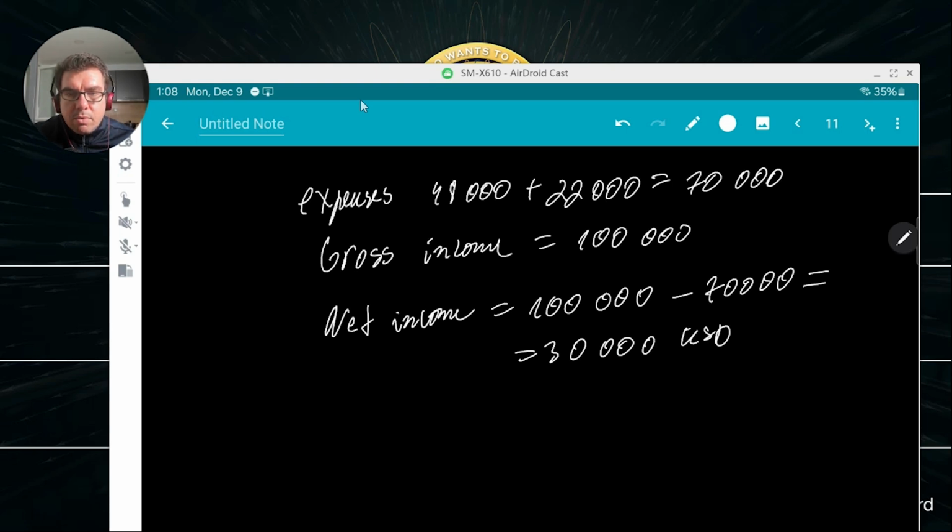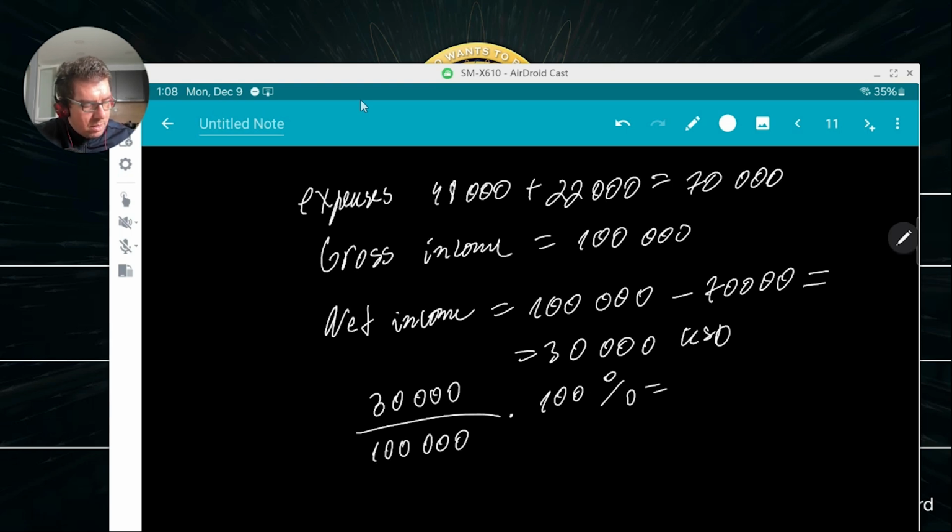And we just need to convert the net income out of the gross income as a percentage. So it's 30,000 over 100,000 times 100%. So we divide by 10,000 basically. 1, 2, 3, 4. We reduce this 10 with the 100. Here we get 10. 3 times 10 is 30%. That's it.